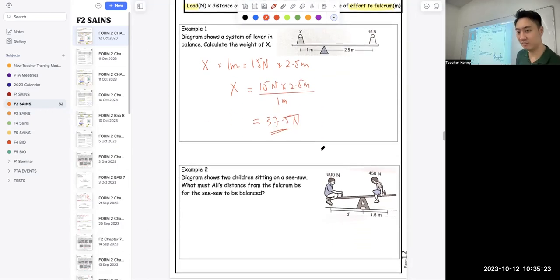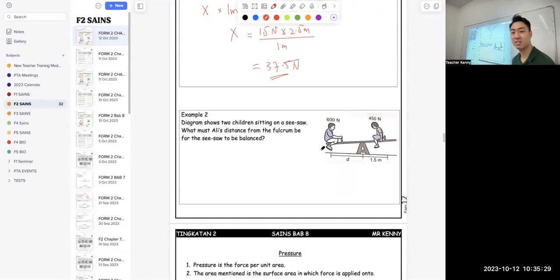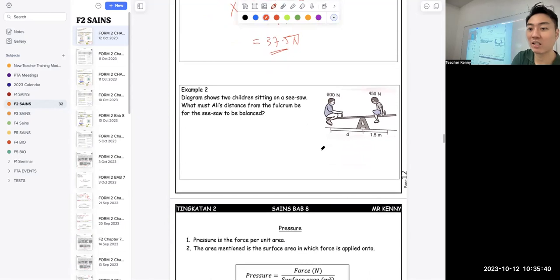Next. I'm going to show two children sitting on a seesaw. What must Ali's distance from the fulcrum be for the seesaw to be balanced? Because you know who is Ali by now, hopefully. So how far should Ali sit if Ali is 600 Newton, so that the seesaw will be balanced?